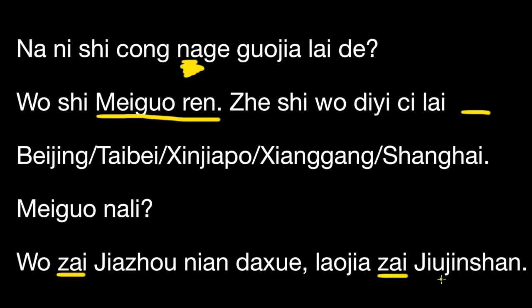All right, so let me read the whole thing again. 那你是从哪个国家来的? So, which country do you come from? 我是美国人. I'm American. I'm from the USA. 这是我第一次来北京、台北、新加坡、香港、上海. This is the first time that I come to Beijing, Taipei, Singapore, Hong Kong, Shanghai. 美国哪里? Where from America? 我在加州念大学，老家在旧金山。I'm studying university in California. I grew up in Jiujinshan.